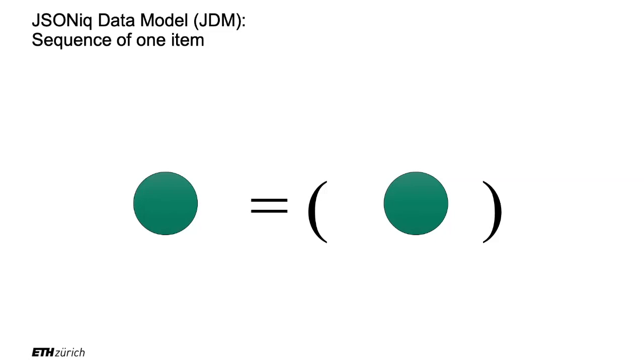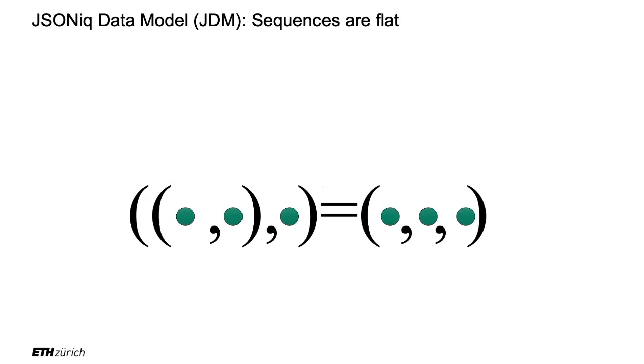Now, what's important to understand is that sequences are flat. It means that a single item is the same as a sequence of one item. We basically identify the two. If I say one item or if I say a sequence of one item, that is the same thing. If I try to compose sequences in that way, like concatenate them, it's always flat.